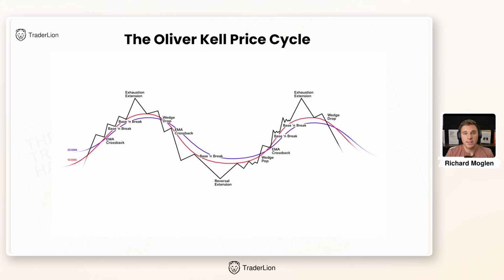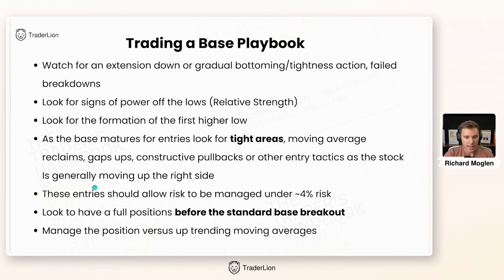And also just signs and indications of constructive price and volume action that suggests that the base is ready to actually go ahead and break out. And what's really key here is that these entries on the right-hand side should allow risk to be managed under 4% with a tight and logical stop loss. Tight means that it's within a few percent, and logical means that there's a clear line in the sand where the setup would fail.